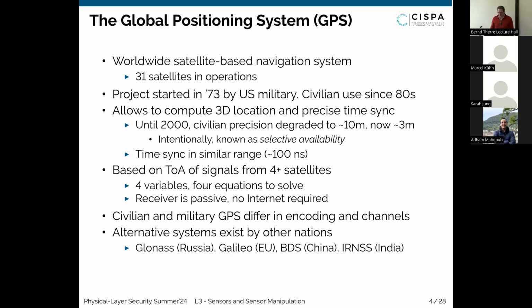I said this already: typically, you get signals from 4 or more satellites. Why do we need 4 or more satellites? Because we're solving essentially an equation system with 4 unknowns, our location plus time. And to solve an equation system with 4 unknowns, we need to have 4 equations that allow us to solve it. So we need at least 4 satellites that give us estimates of pseudo-ranges, or measurements of the time of arrival of the satellite signals.